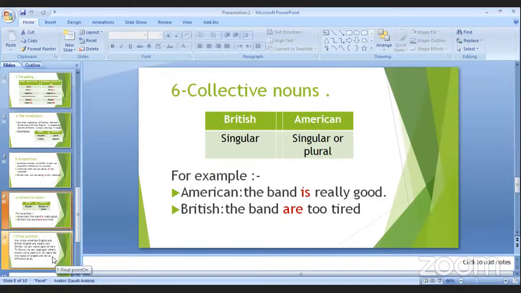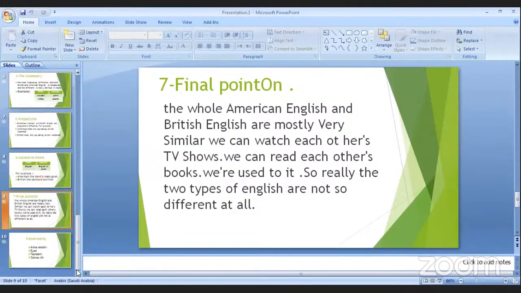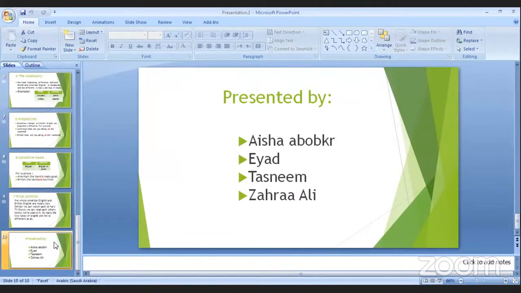Number six, final point. On the whole, American and British English are mostly very similar. We can switch from one to the other. We can read each other's books. We are used to it. So really, the two types of English are not so different at all. That's it. Thank you for listening.